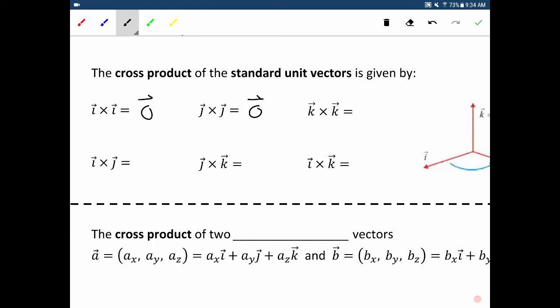Anyway, so we got the zero vector, because they're the same, right? Zero vector, because they're the same. Zero vector, because they're the same. Okay? Anytime you take a cross product of a vector with itself, it equals the zero vector.